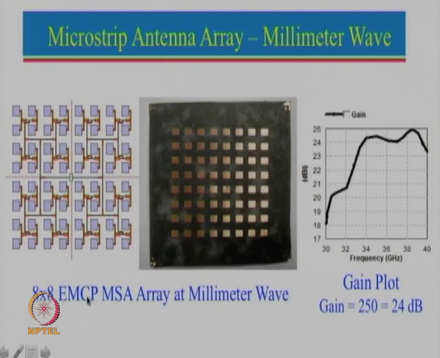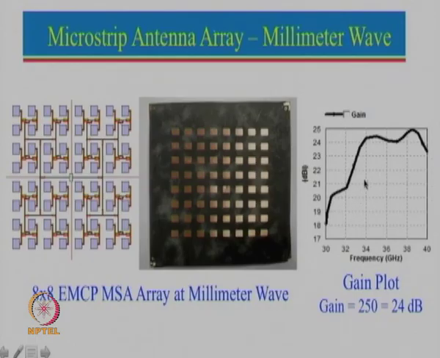What is electromagnetically coupled? There is one patch corresponding to the feed point, and there is another patch on top of the bottom patch. So, it is actually a 2 layer microstrip antenna array. 2 layers have been used mainly to obtain broad bandwidth.